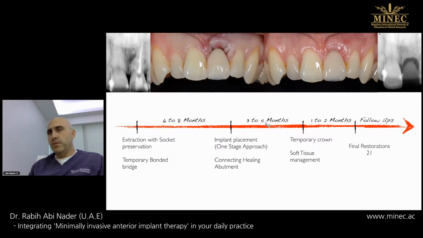Then 2 months for the temporary crown before we put the final crown. So it took, as you can see, a treatment plan of more than a year to finish one tooth. So this is really a very long treatment for the patient. Of course, the outcome was very good, very predictable. But nowadays, not every patient will accept to go through that long treatment.